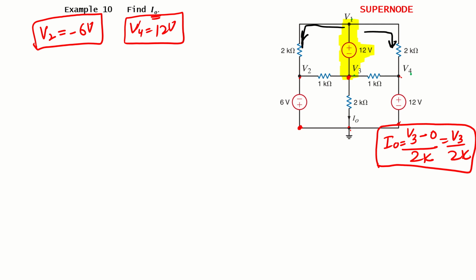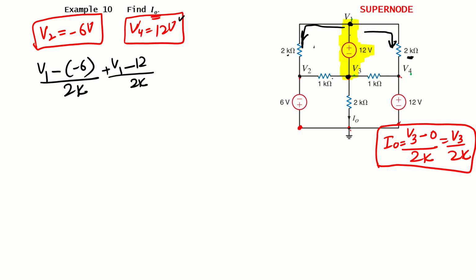Let's write it down. So what is this current? V1 minus this node, right? V1 minus V2. What is V2? Minus 6, right? Divided by 2k. Then the current through this 2 kilo ohm. What will be that? This voltage V1 minus this node voltage. What is this node voltage? 12 volt, right? Divided by 2k.